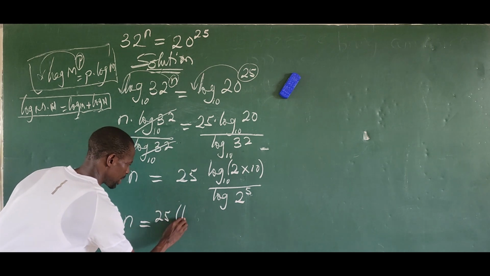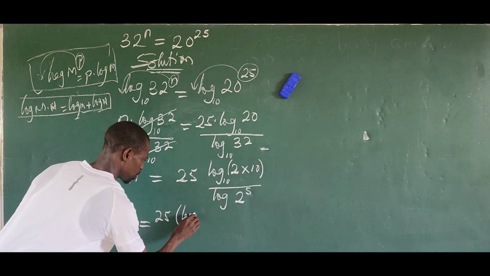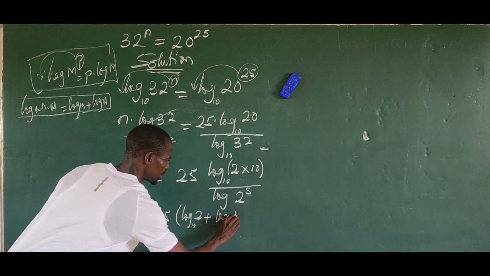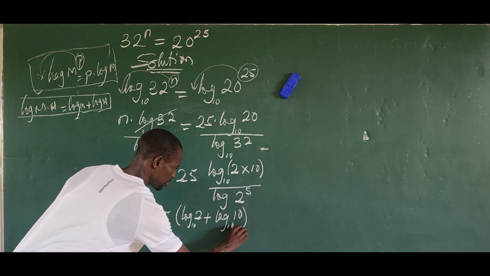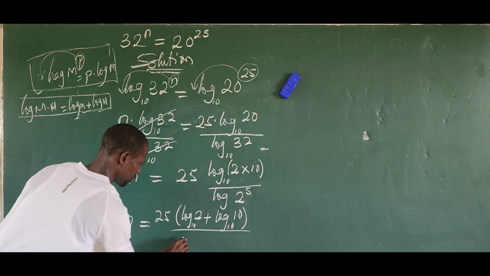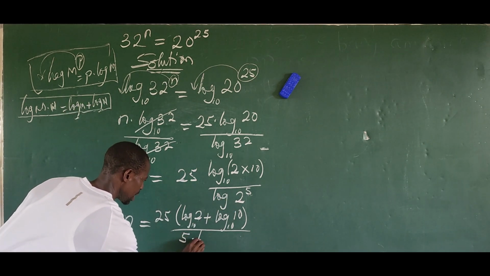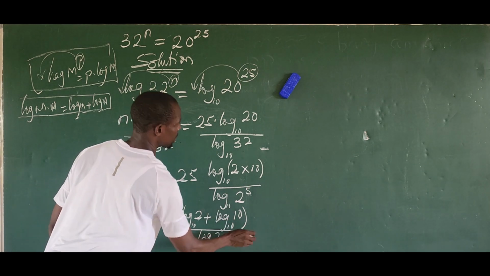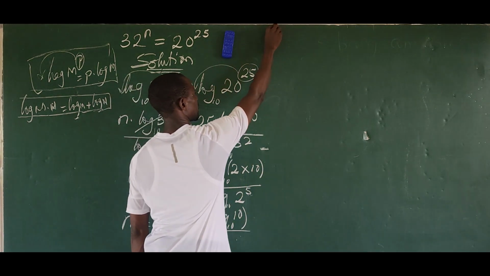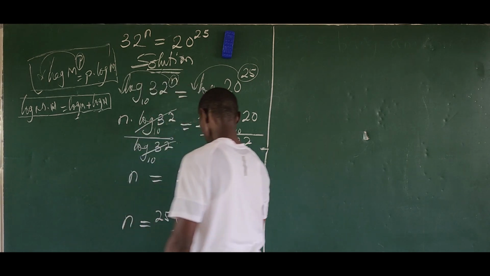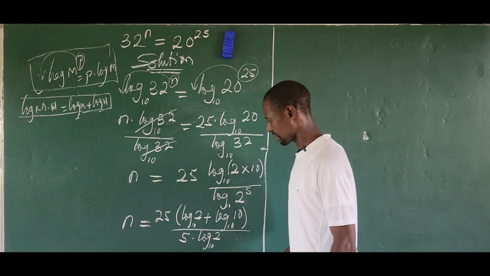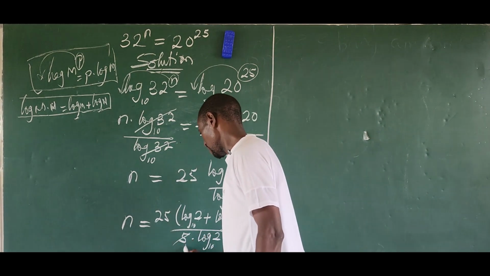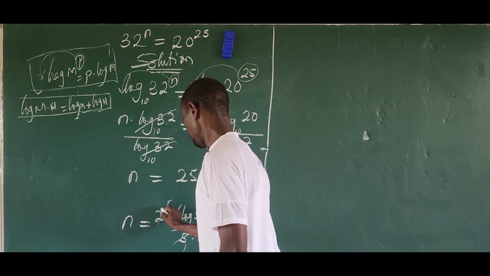So if we do that, we're going to end up having n will now be equal to 25, then bracket log 2 base 10 plus log 10 base 10, close bracket, all over 5 times log 2 base 10. All right. So from here, let's continue and see what this gives us. Now let's look at this carefully. Here we are having 25 and here we are having 5. So 5 here will give us 1, 5 here will give us 5.